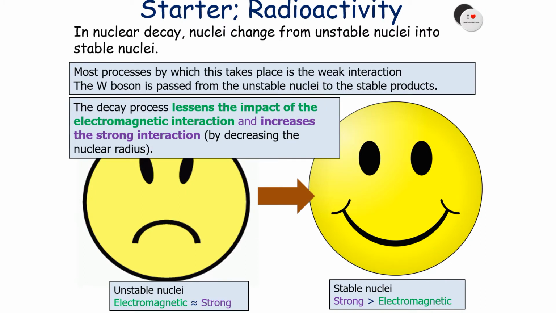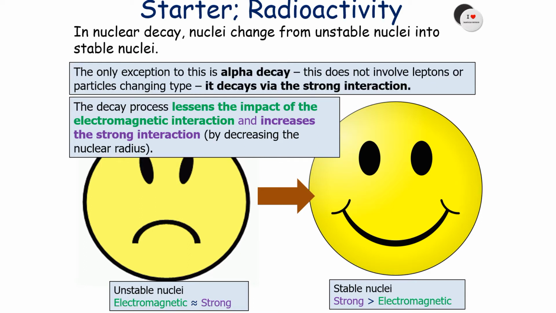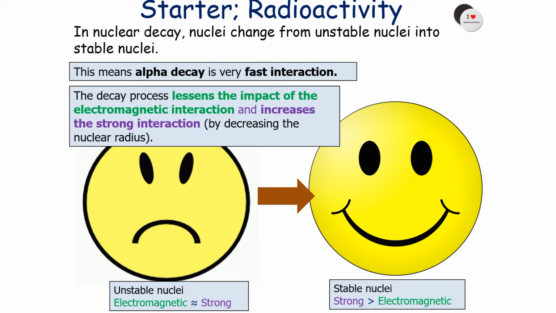Now in a nuclear decay, nuclei change from unstable nuclei into stable nuclei. Most processes by which this takes place involve the weak interaction. So in this case the W boson is passed from the unstable nuclei to their stable products. Now the decay process lessens the impact of the electromagnetic interaction and increases the strong interaction. It normally does this by decreasing the nuclear radius, so the strong force has a greater impact. The only exception to this idea is alpha decay, as it doesn't involve leptons or particles changing in type, so it decays via the strong interaction. This therefore means alpha decay is a very fast interaction compared to beta decay.